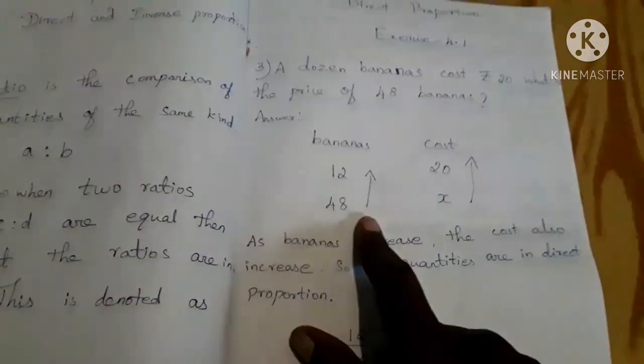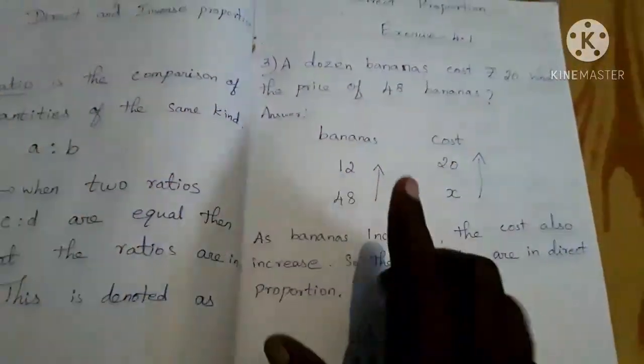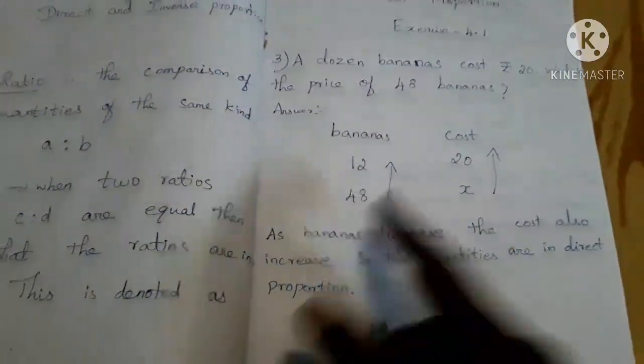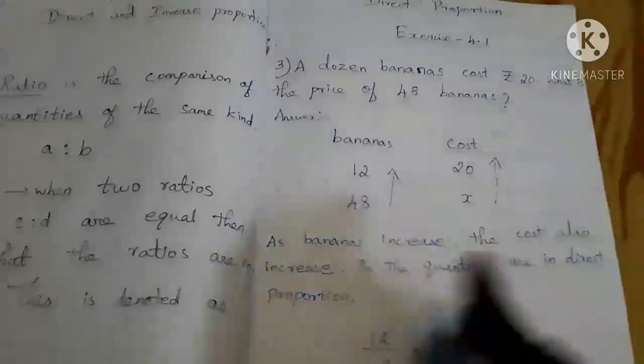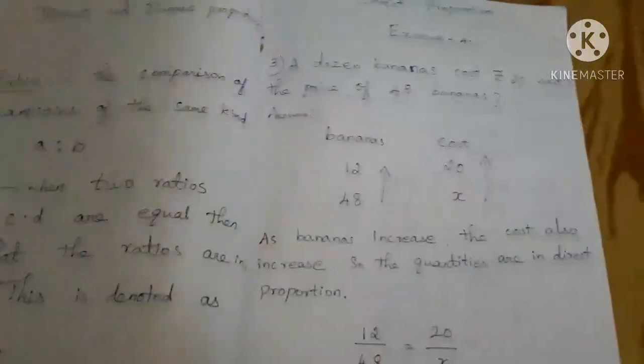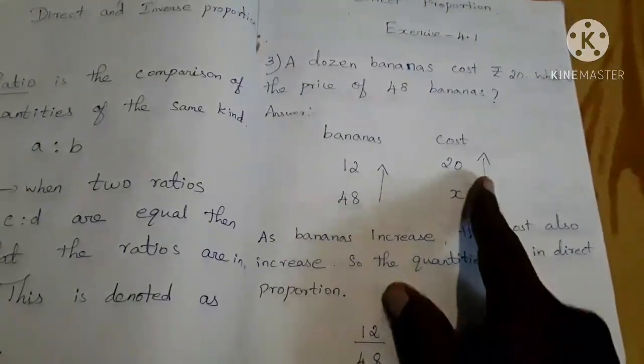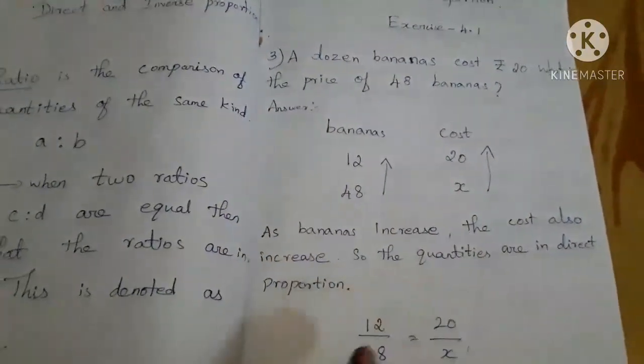This is only an example. When one quantity increases, the other also increases. When one decreases, the other also decreases. Both do the same; both will increase or both will decrease. If both increase, it is direct proportion.